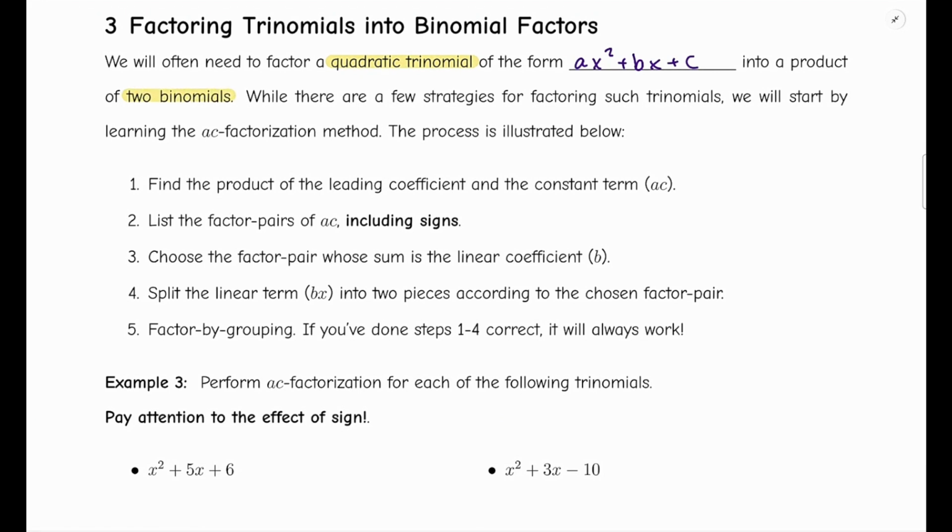While there are a few strategies for factoring such trinomials, we'll start by learning the AC factorization method. The process is illustrated below. Find the product of the leading coefficient and the constant term. List the factor pairs of AC, including signs. Choose the factor pair whose sum is the linear coefficient b. Split the linear term bx into two pieces according to the chosen factor pair. Factor by grouping. If you've done steps 1 through 4 correctly, it will always work.